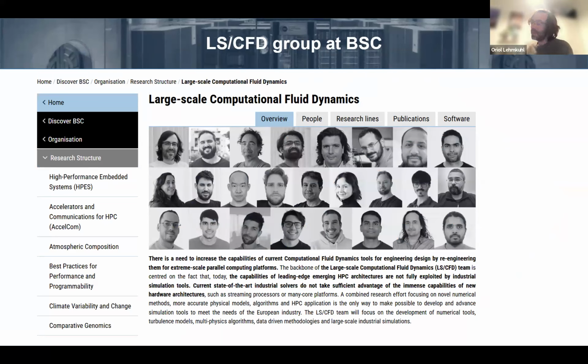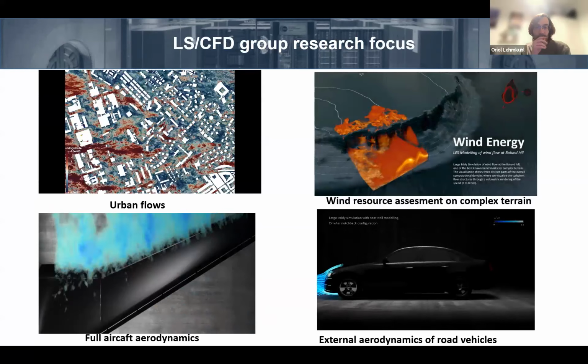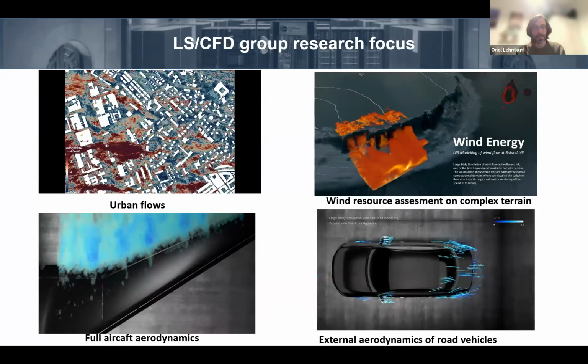We have about 27 researchers, if you put together the master students and the PhD students and the researchers that are on the team. We focus on very big computational fluid dynamics problems where the only way to address those problems is to use supercomputers, right? And we have active projects on these four areas, okay?